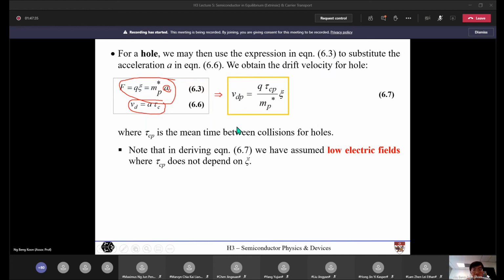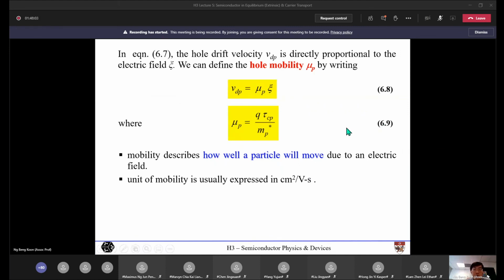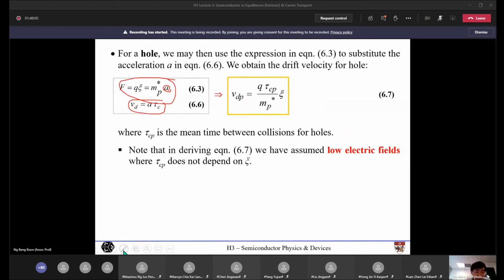Now, you have to take note that this derivation is only applicable for low electric field, where the average time between collision is not affected by the electric field. At high electric field, you'll find that this average time between collision may change. Then this equation will not be applicable anymore. So this equation, strictly speaking, is for low electric field regions.